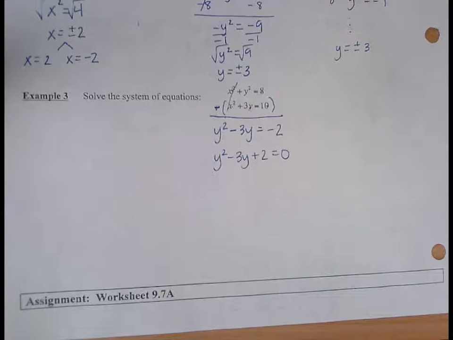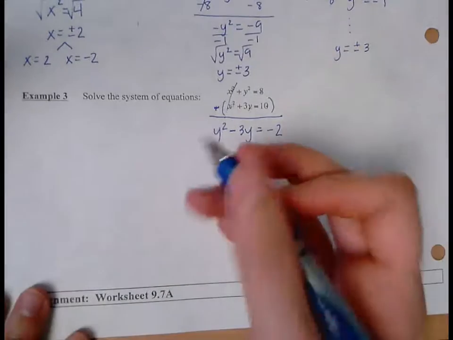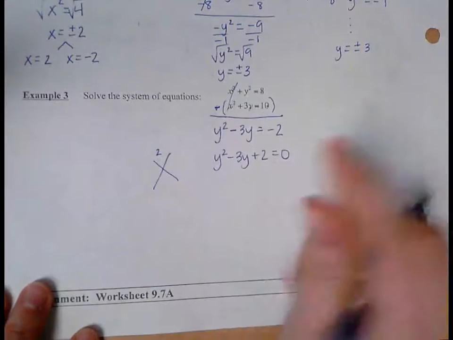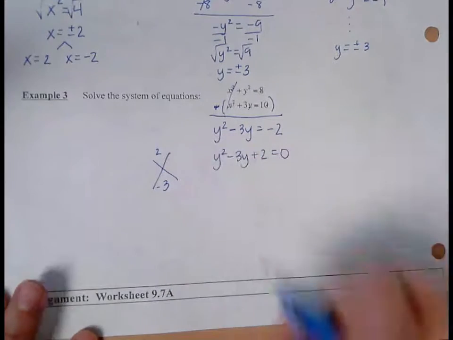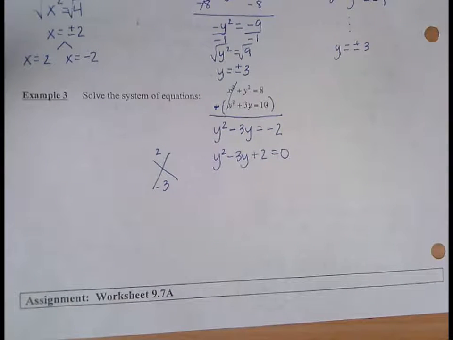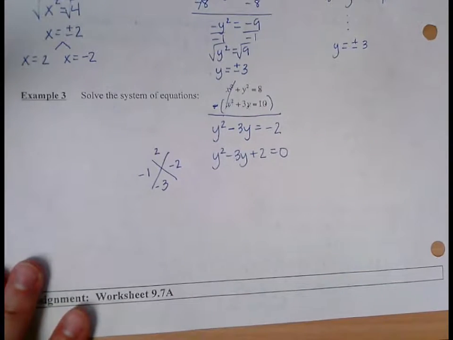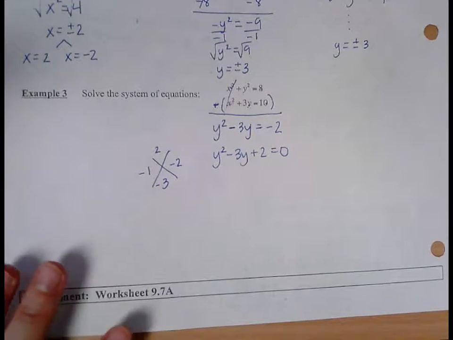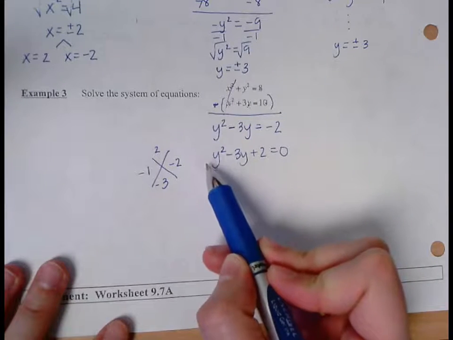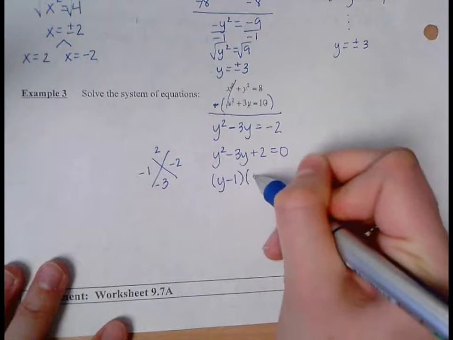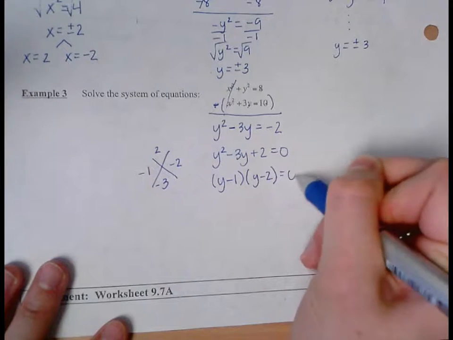If it factors, that's usually quicker than quadratic formula. I'm going to see if it factors. So we'd be multiplying to 2 and adding to -3. Are there two numbers that work? Yeah, -1 and -2. Multiply to +2, add to -3. And then because there's a 1 in front of the y squared, I can factor this to y minus 1 times y minus 2 equals 0.